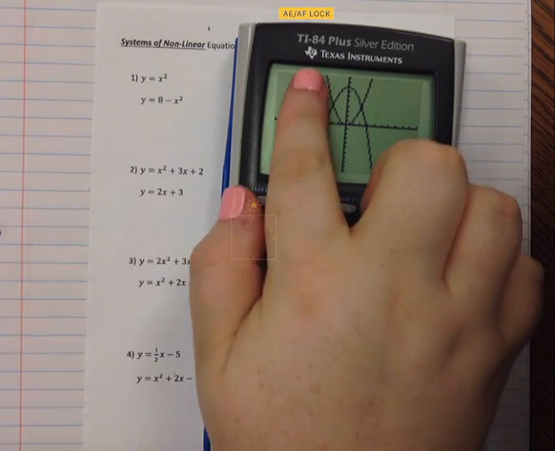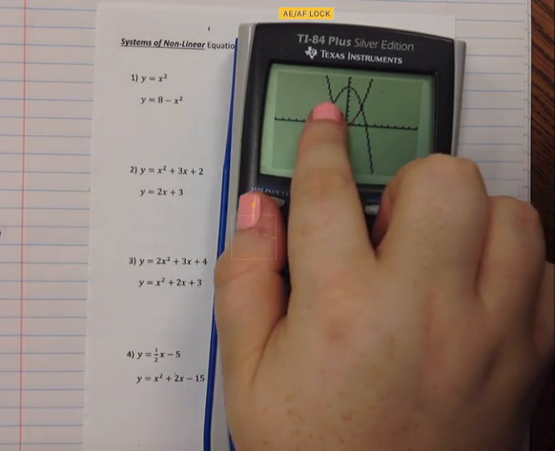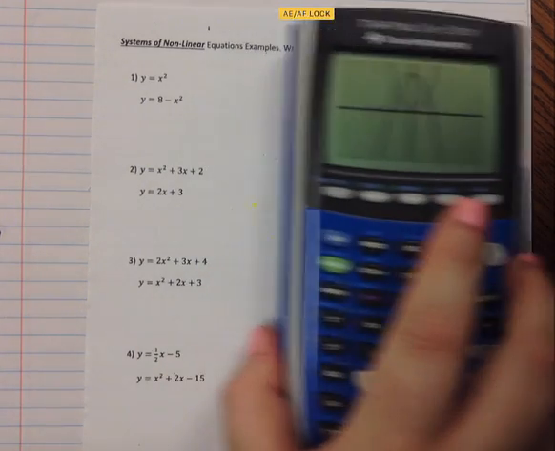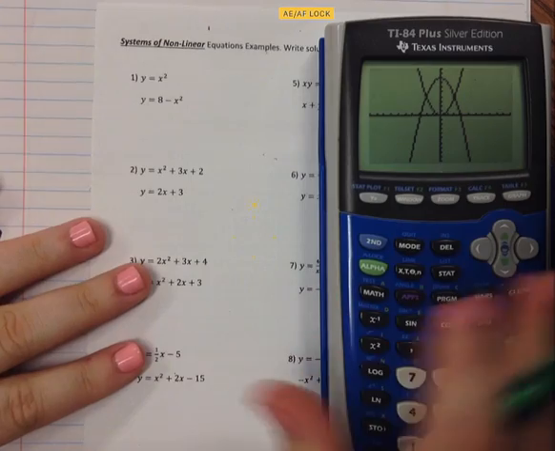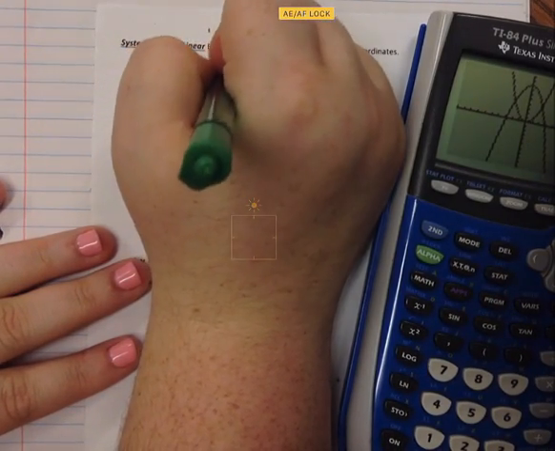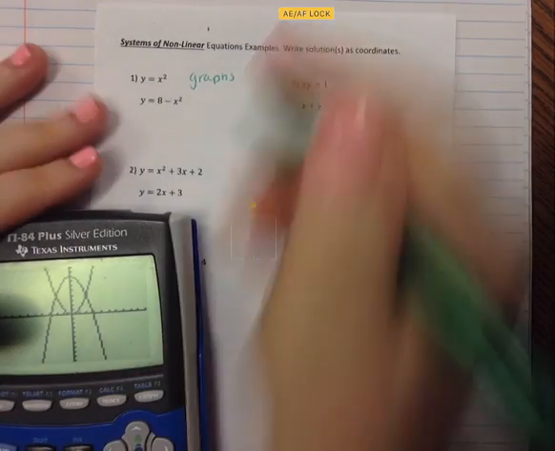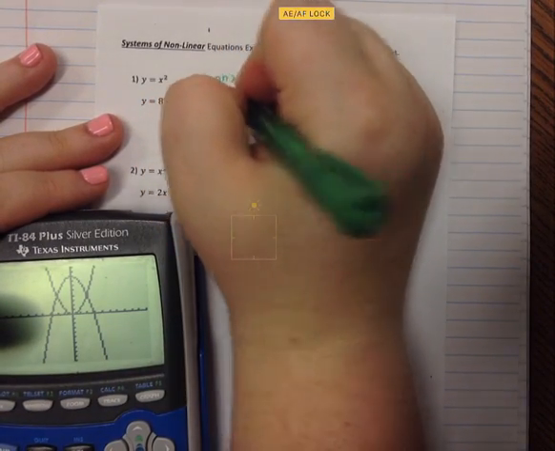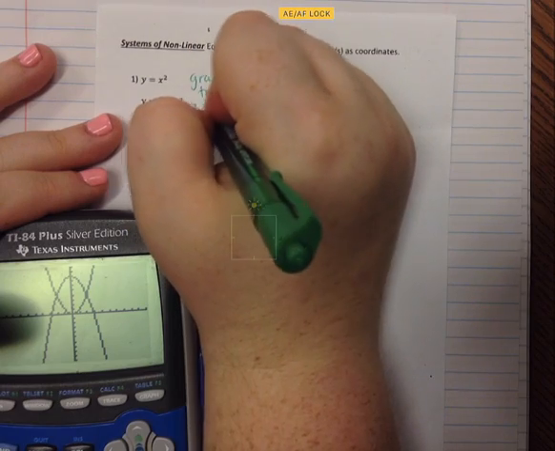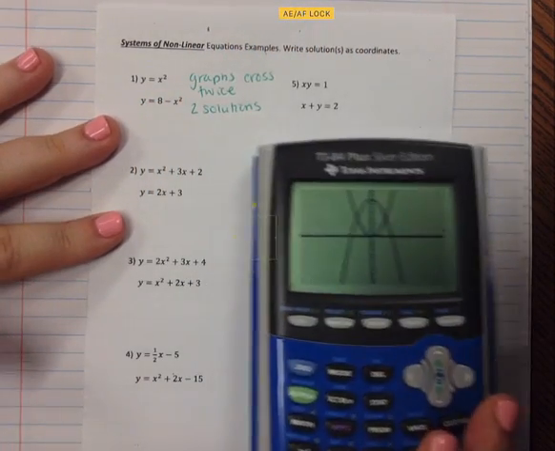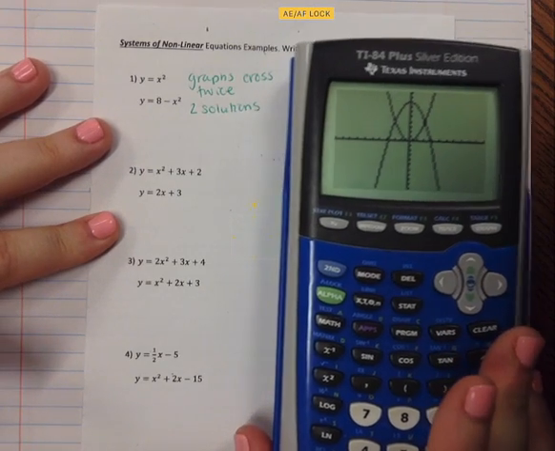But you can tell that the first parabola and the second parabola will actually intersect twice. So I'm going to make a note that the graphs cross twice, which means there are two solutions. So we're going to go find them.